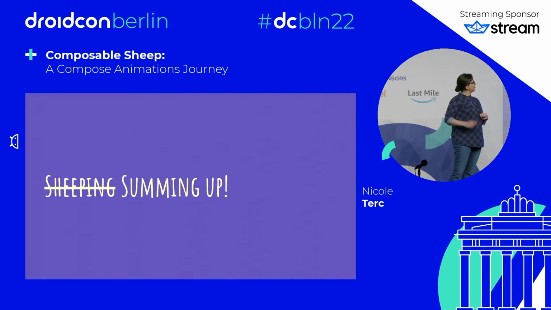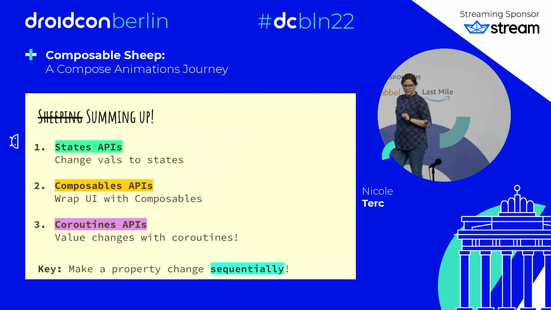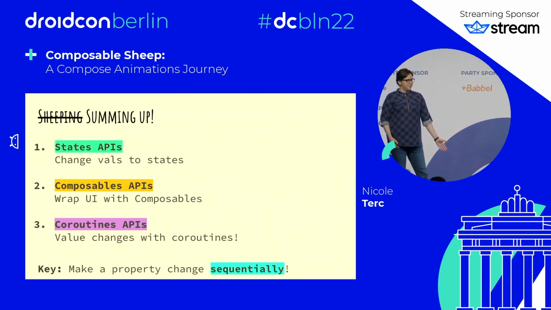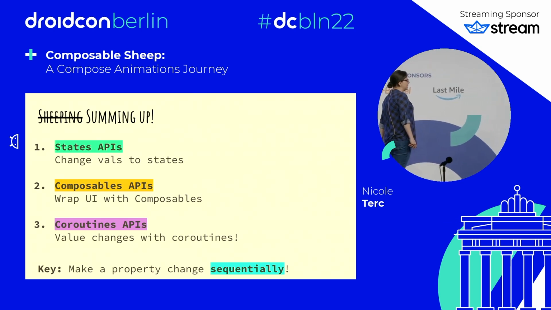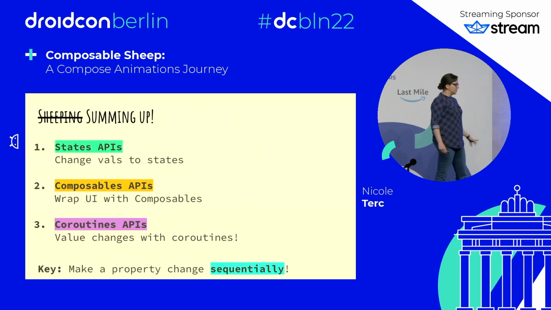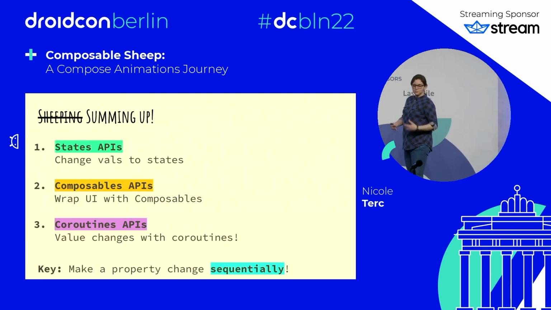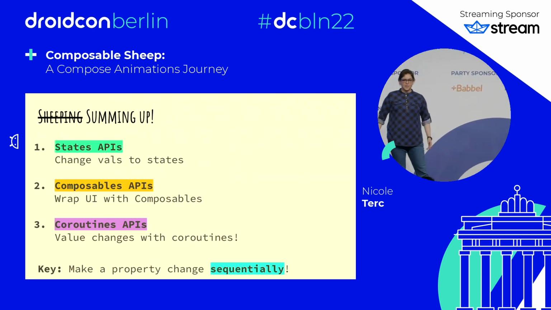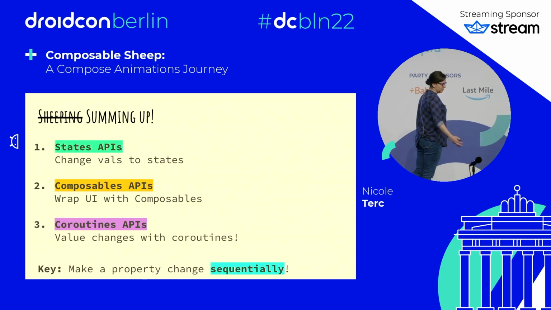Nice. So let's sum all of this up. In order to create animations, we have 3 categories of APIs. We have the state APIs that change values to states. We have Composable APIs that wrap our UI in composables. And we have our coroutine APIs that handle the value change with coroutines. And remember, the key thing here, and whenever you talk animations, is to create a change sequentially.